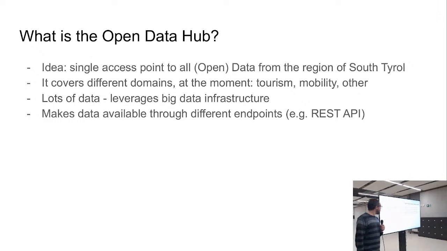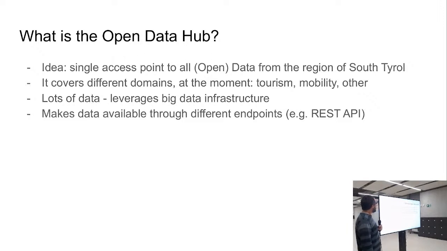Now, the Open Data Hub covers different domains. It is more or less separated into domains. At the moment, there are the two big domains, tourism and mobility. And there are other smaller domains where it is not clear at the moment how to call them or how to unify them under one term, so they are just called the other domain.